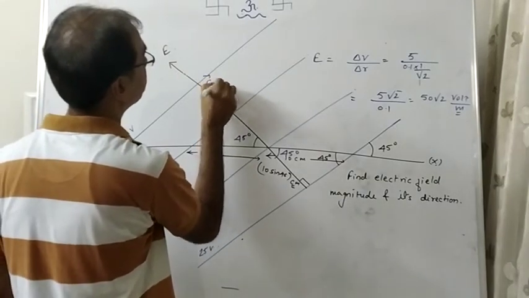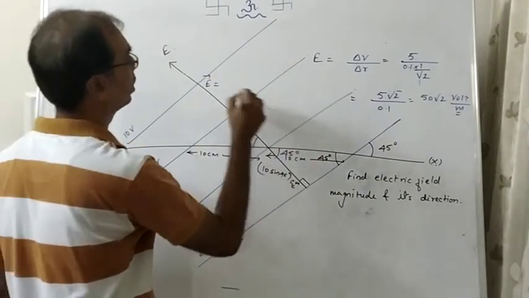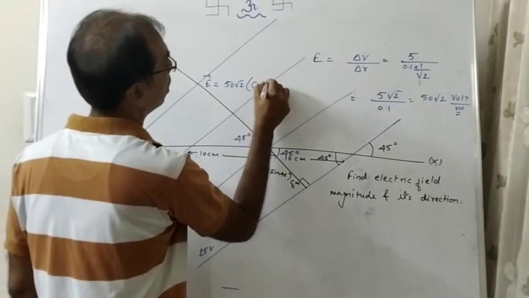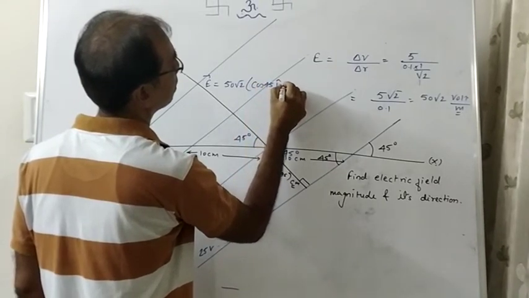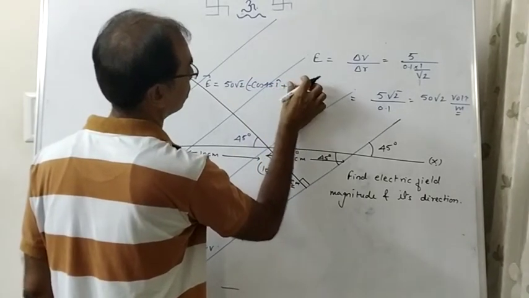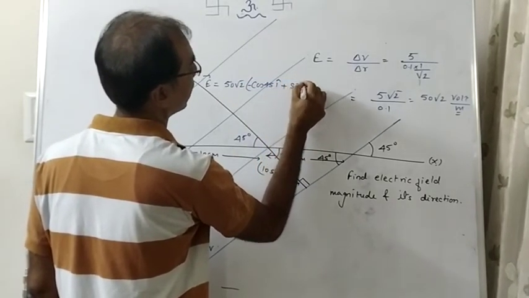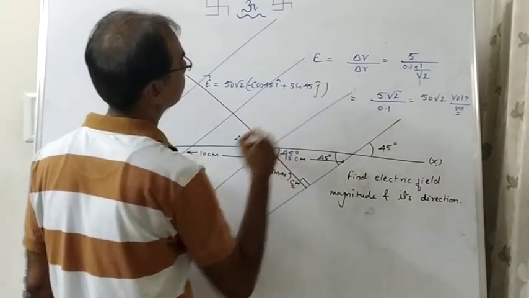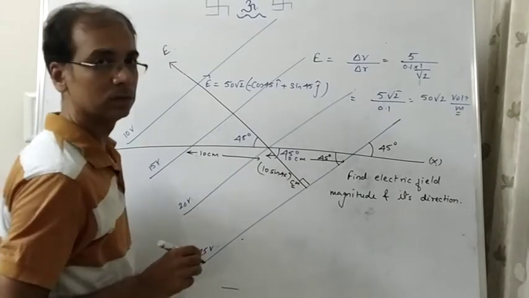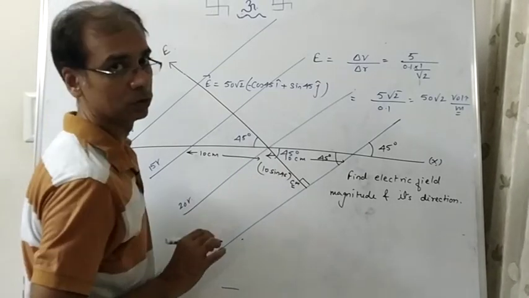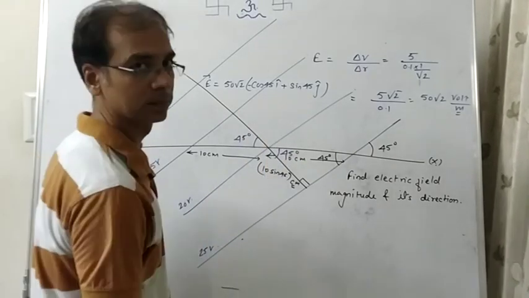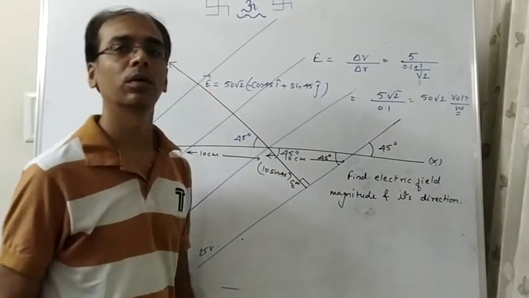Now E is equal to, value we have already, 50 root 2, into minus cos 45 i cap plus sin 45 j cap. Correct or not? So you get the value. Its magnitude is 50 root 2 and this is only the direction basically. So you got the answer. That's all for this class.